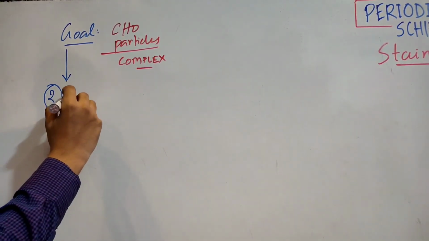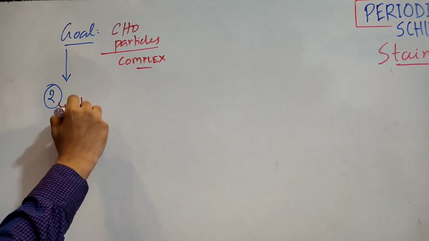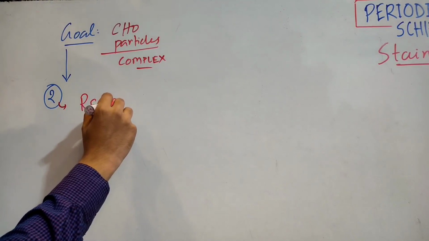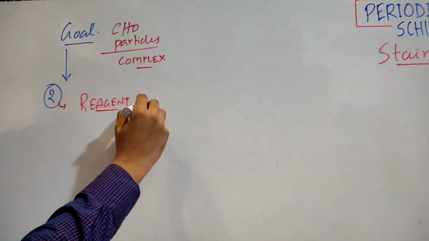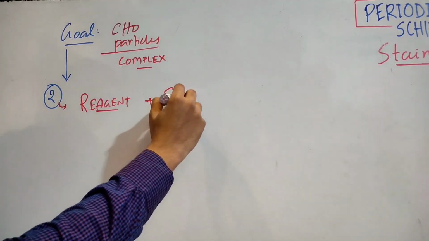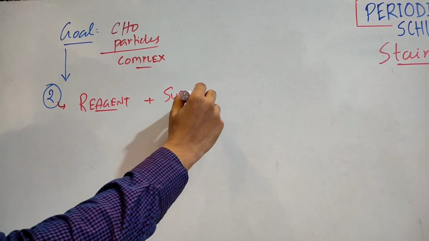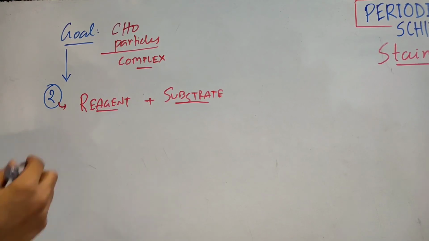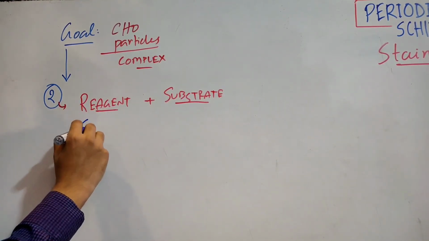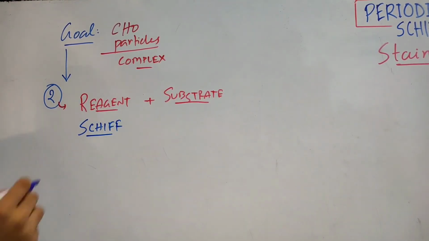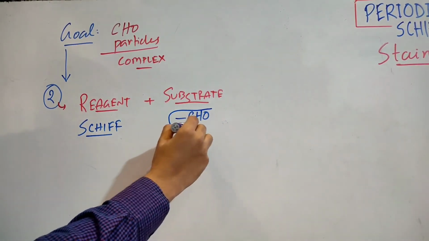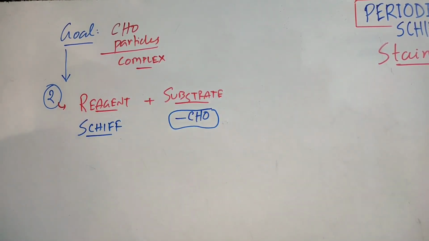So now the second reaction. The second reaction, well, we will also need a reagent and we will need a substrate like before. So what will be the reagent of this reaction? The reagent for this will be the Schiff reagent, the Schiff part of the periodic acid-Schiff stain. And the substrate for this reaction will be the product of the last reaction, that is the aldehyde group.